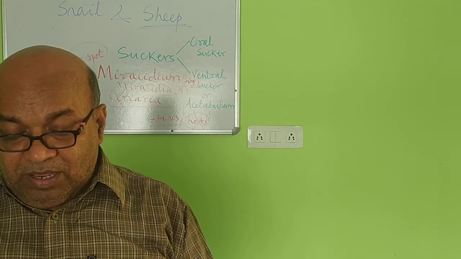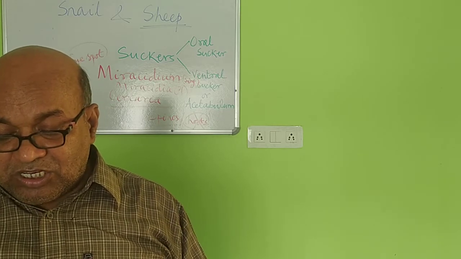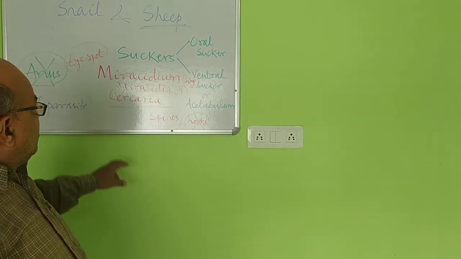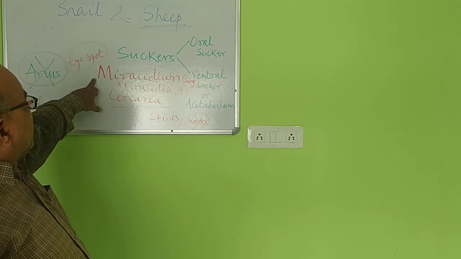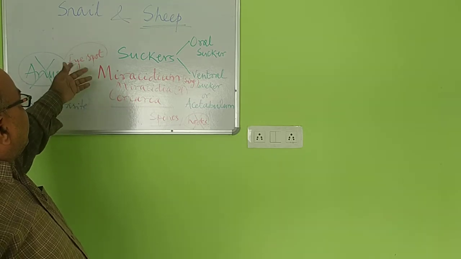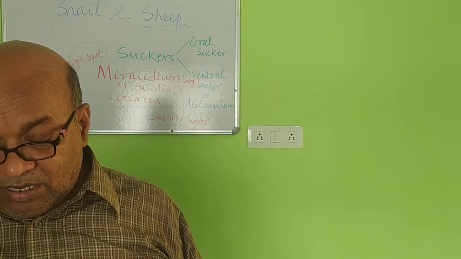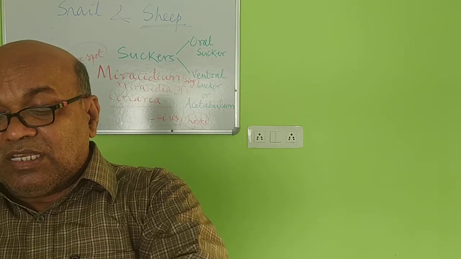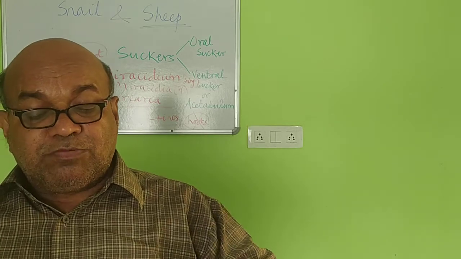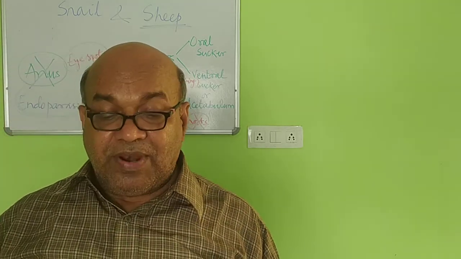The free swimming Miracidia have sensory eye spots. Each one bears only one eye spot, and Miracidia possess the eye spots as sensory organs. With their help, the free swimming larvae can move from one place to another.